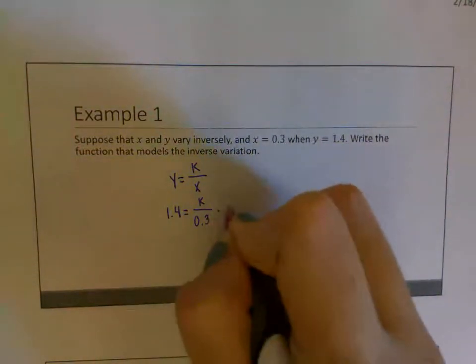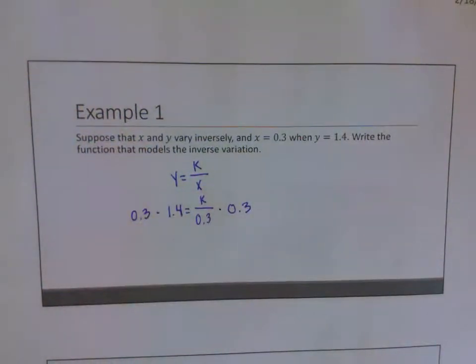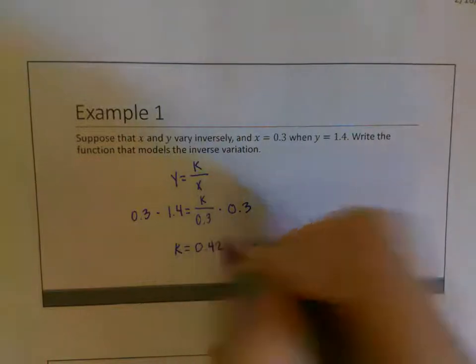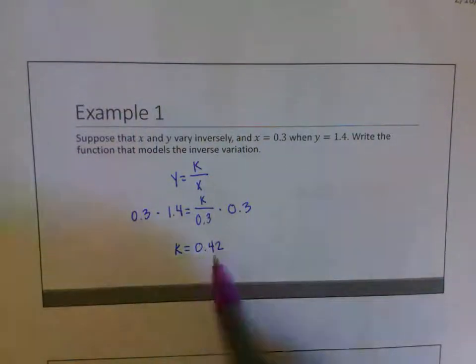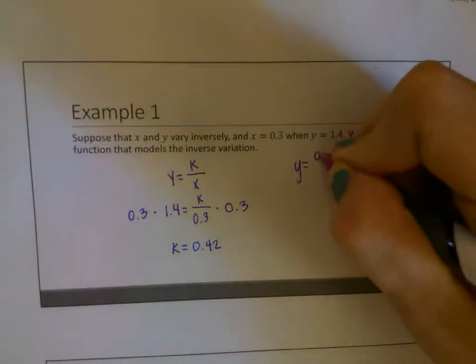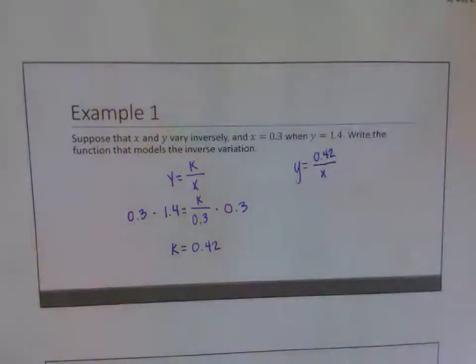So I'm going to multiply both sides by 0.3. Now, when I multiply both sides by 0.3, I'm going to do 1.4 times 0.3. That gives me 0.42. But this is not writing the equation. This is just finding the constant. So to write the equation, I actually need to plug this into my equation up here. And I'm going to get y equals 0.42 over x. My final answer should have a y and an x in the answer to be complete. And that's it. That's all that we're doing here.